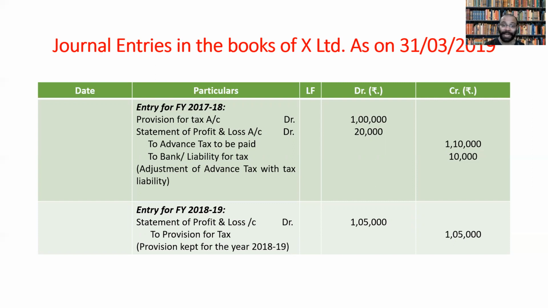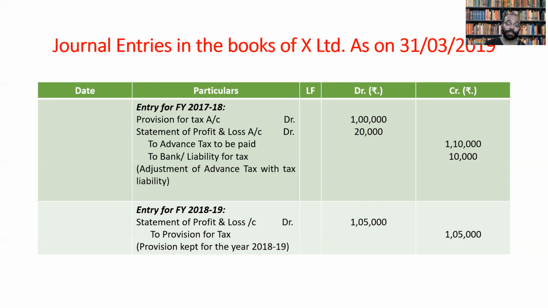Then to bank or the liability for the tax. So how much is the additional tax to be paid? That is a tax liability. So whenever a tax liability comes, either it can be shown as a tax liability item or we write to bank, because it's going through bank, isn't it? So to bank account credit, we write here 10,000. Just tally both the sides, debit and credit, and you get 1,20,000, isn't it?